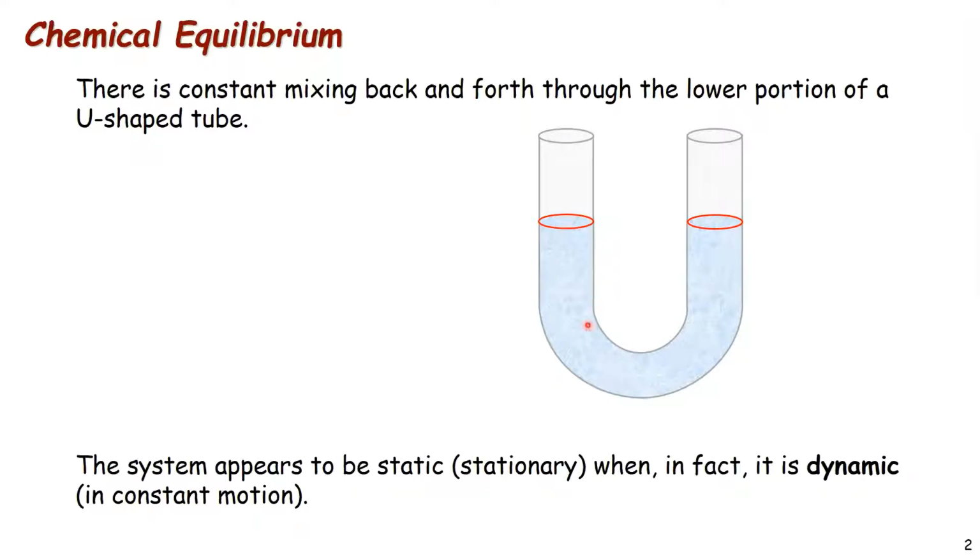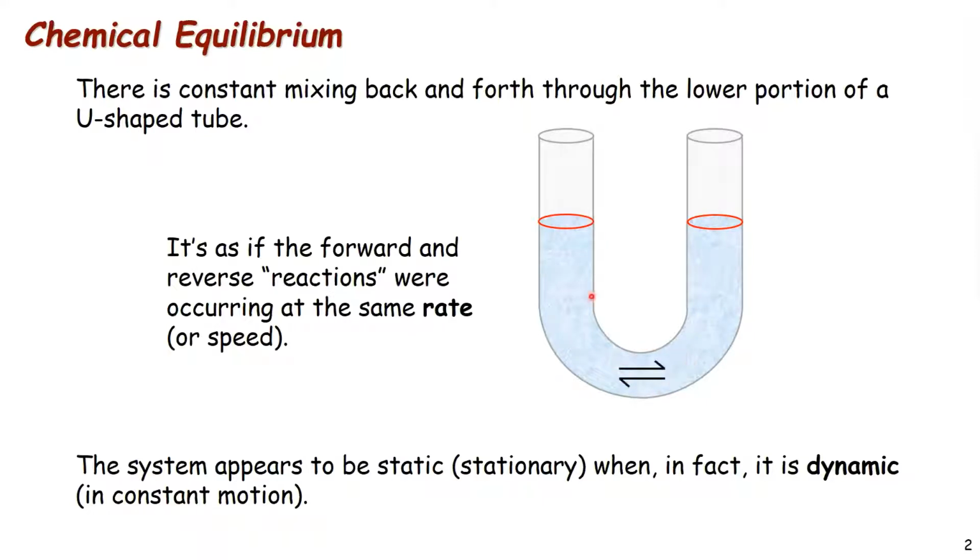the reality is that it's still dynamic. Even though these levels aren't changing, the water molecules didn't come to a complete stop. They're not solid, right? This is a liquid. And so the water molecules are moving back and forth throughout this tube. Now they're moving at the same rate. So the same number of water molecules moving in this direction are also moving in this direction, again, maintaining this level. So this is kind of what our chemical equilibrium is going to be.